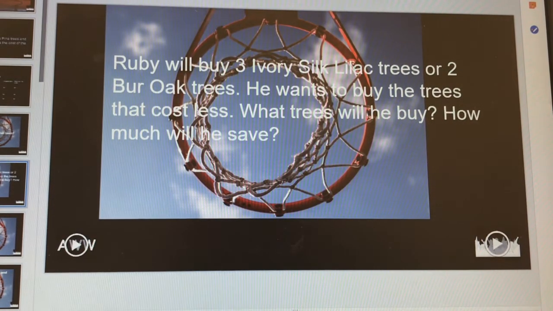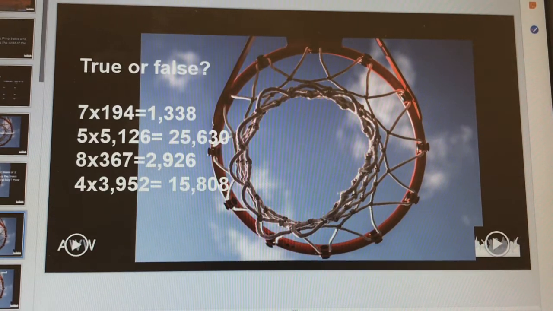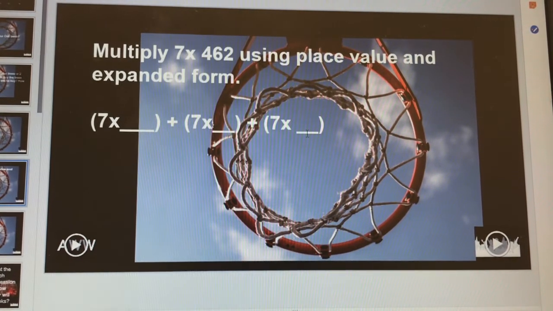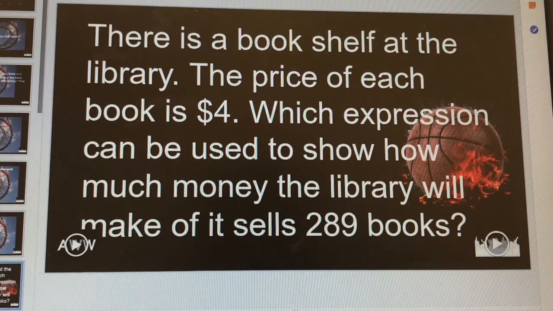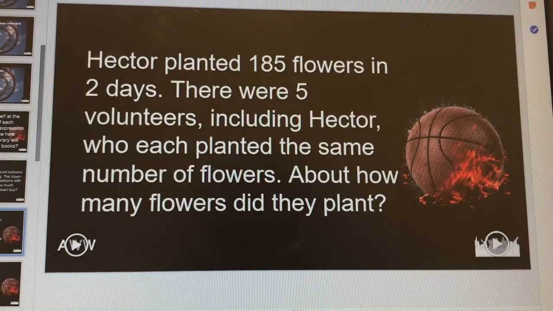Ruby will buy 3 ivory silk lilac trees or bur oak trees. And so I want them to multiply for these kind of problems. True or false, and I expect them to get all of these correct in order to get a crowd applauding. We have some fill in the blanks. Then some more fill in the blanks and more word problems, multiplying, and I've added some clip arts to the back to make it more appealing as far as the view.